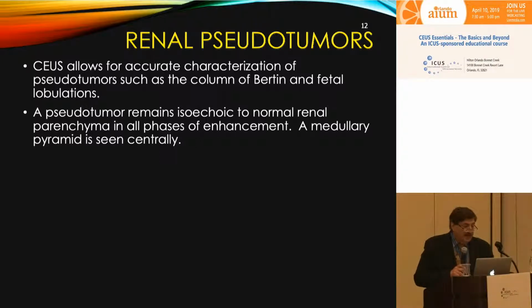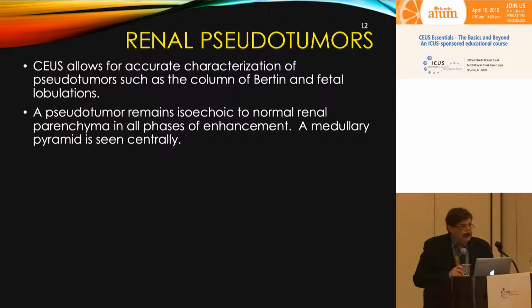And CEUS allows for accurate characterization of pseudotumors, such as fetal lobulations in column of Bertin. The pseudotumor remains isoechoic to normal renal parenchyma in all phases of enhancement. As opposed to CT and MR, where there is excretion of contrast, we can see the medullary pyramids because they have less blood flow than the cortex. So we can see them on our standard exam.